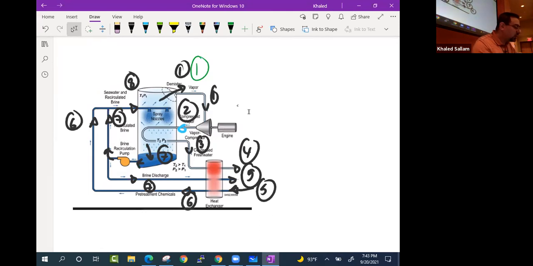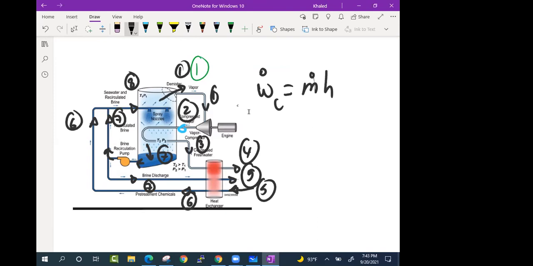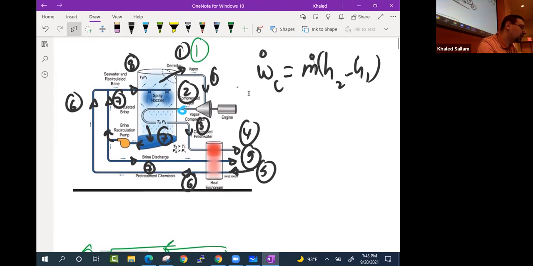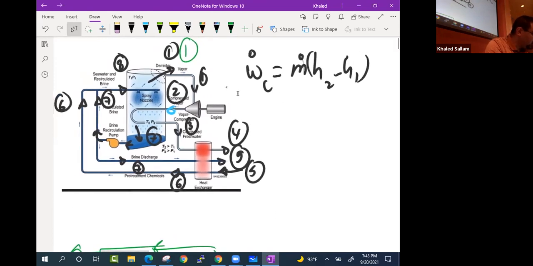Good. So the compressor equation, m dot compressor would be m dot, well, we have seen it before: H2 minus H1. Very good. H2 minus H1. All right. And maybe actually we need to see what happened in the evaporator to write the evaporator equation. But we can write easy things first now.